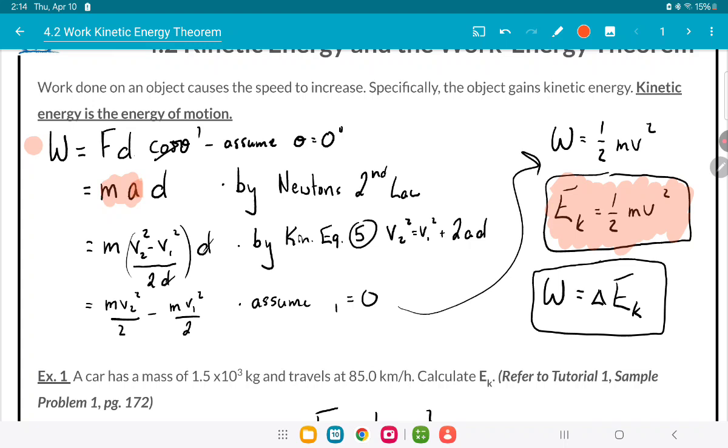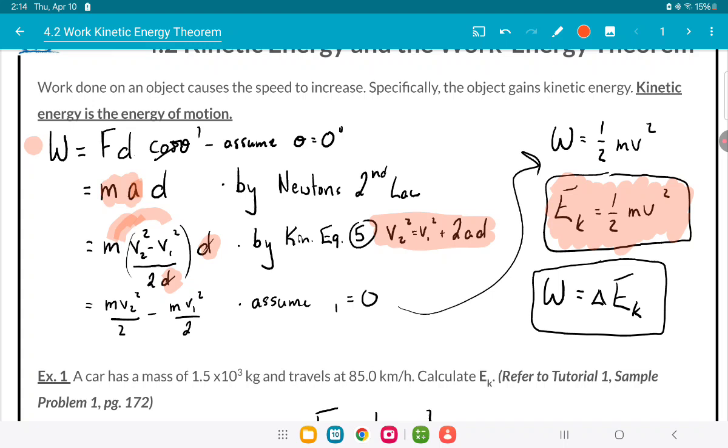Well, we can rearrange for a using the fifth kinematic equation right here. So if we take v2 squared equals v1 squared plus 2ad, rearrange for a and make that substitution, that's how we get there. And then the distances cancel out. If we distribute the mass into the formula, then we get mv2 squared over 2 minus mv1 squared over 2.